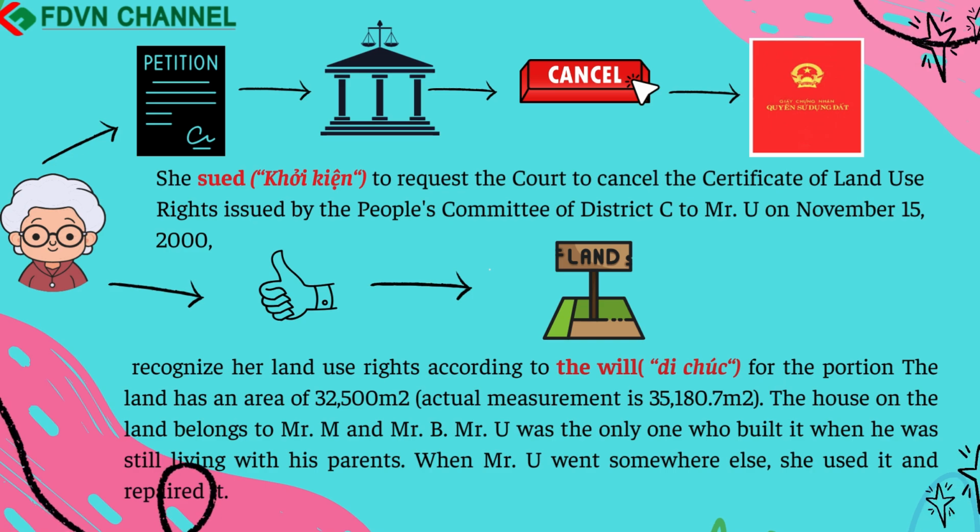she sued to request the court to cancel the Certificate of Land Use Rights issued by the People's Committee of District C to Mr. U on November 15, 2000, and recognize her land use rights according to the will for the portion. The land has an area of 32,500 square meters; actual measurement is 35,180.7 square meters. The house on the land belongs to Mr. M and Mrs. B. Mr. U was the only one who built it when he was still living with his parents. When Mr. U went somewhere else, she used it and repaired it.